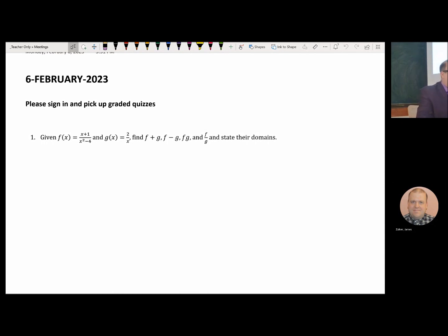So here we're given 2 functions f and g. We're going to find the 4 basic operations on them: f plus g, f minus g, f times g, f divided by g, as well as state the domains. Being able to state domains, again, is very important, simply because a lot of the time the domains are going to be implied domains. So when you're dealing with a problem, you want to be able to determine what the domain is. So this is important.